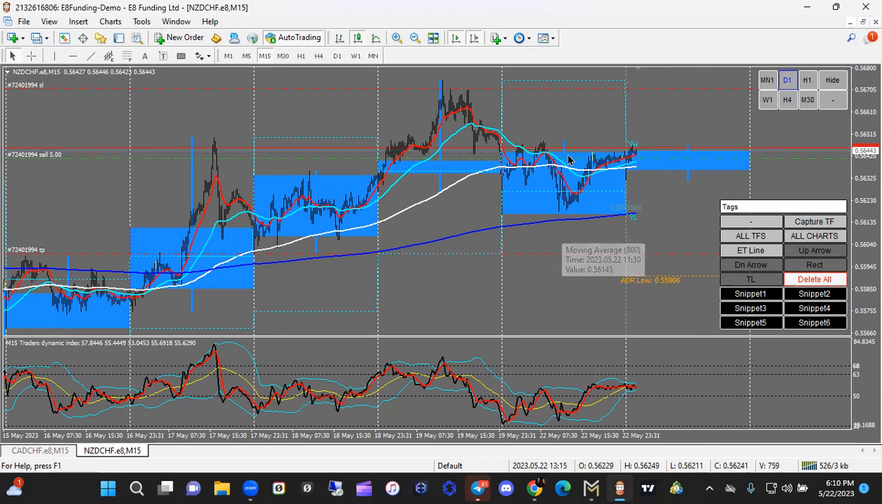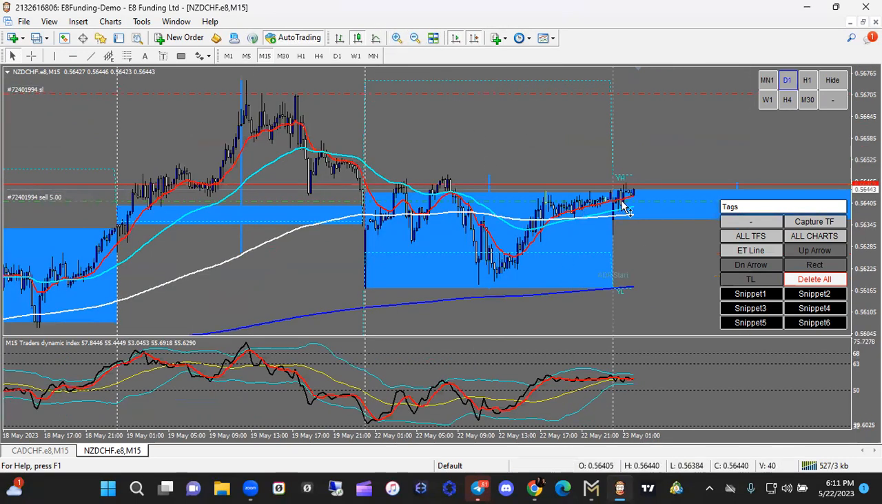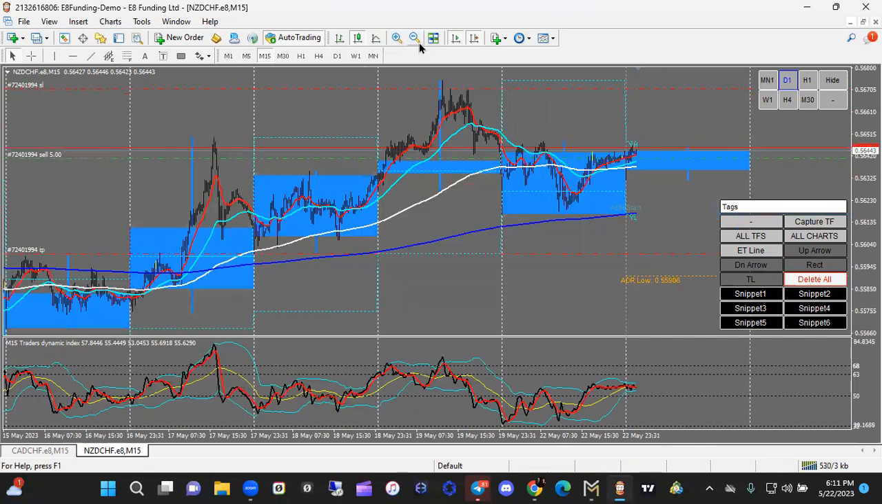So I'm on the 15-minute. This is 1 day. So this is exactly what happened in 1 day. And we can either expect it to keep going up or we can expect it to go down, whatever we're going to do. And then here is a snippet tool.